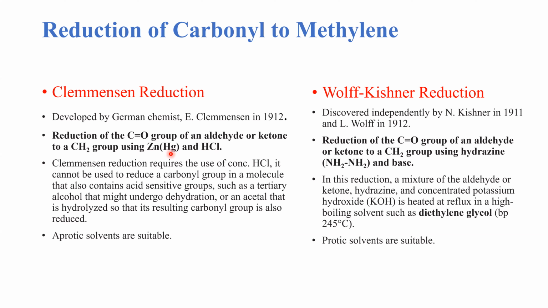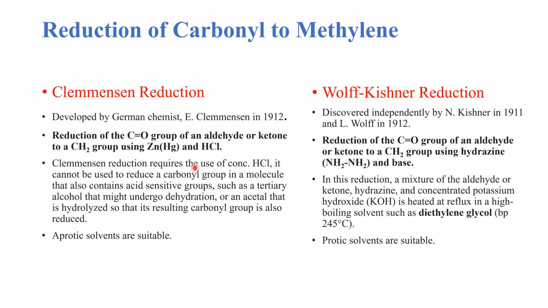This zinc amalgam is basically the zinc metal, which is deposited at the surface. We are using the mercury for its surface for making that amalgam. So basically the one which is reacting is the zinc metal, but the amalgam or the mercury is making a useful form of it, and this is deposited on the surface of the mercury.